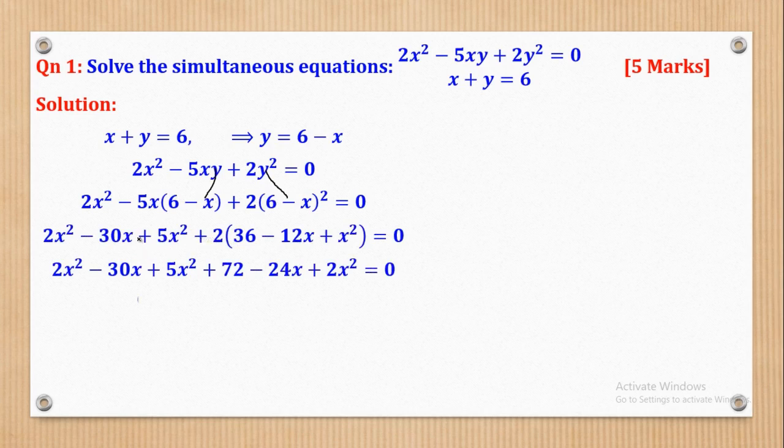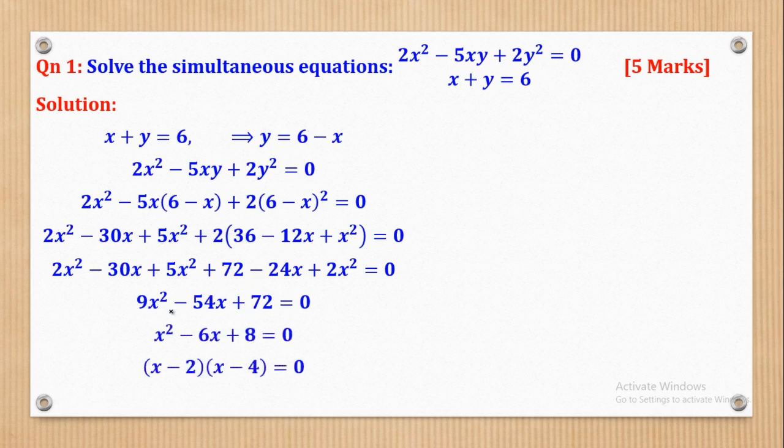Then after that, I will simplify. When I simplify, I'll come up with that because 2 plus 5 is 7, 7 plus 2 is 9, that is why there is 9x squared there. Then also negative 30 minus 24 is negative 54, that's why there is negative 54x there. Then the 72 is that. Now this is a quadratic and I can reduce to come up with that. Therefore I factorize to come up with that, and the values of x will be 2 and 4.